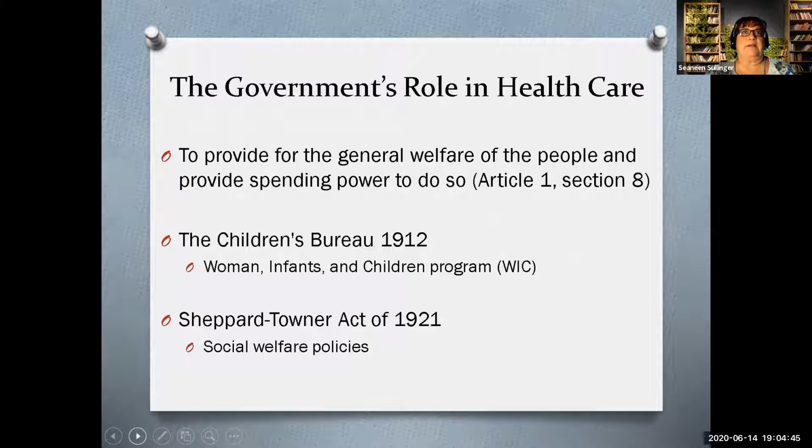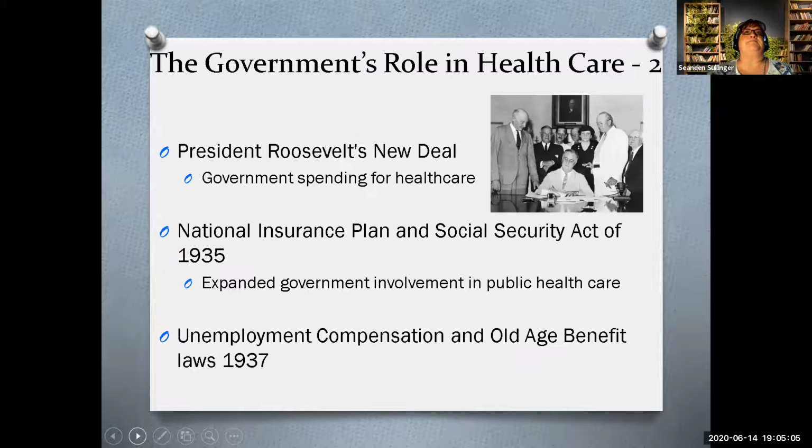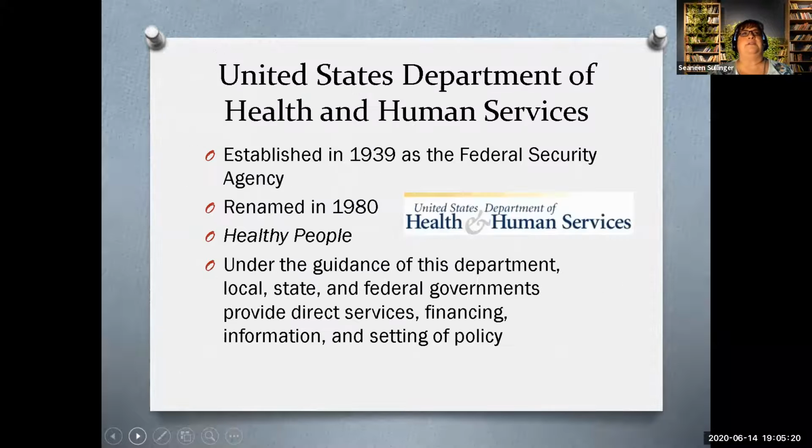And then if we look at other acts that came to be, you don't need to know these, but just know that there have been, like the Constitution gives, we have the right to provide for the general welfare. They implemented WIC. They had different social welfare policies over the years. There's a picture of President Roosevelt signing his New Deal, which allowed for government spending for healthcare, public health, unemployment compensation, old age laws, and these are a long time ago in the 30s.